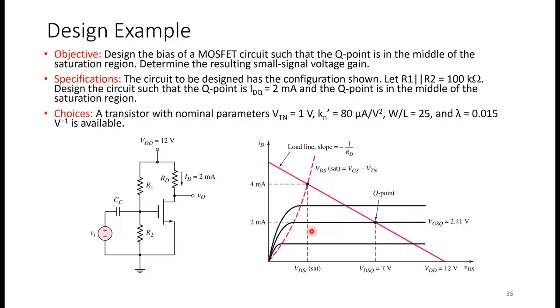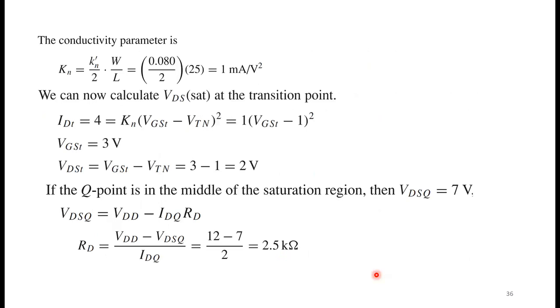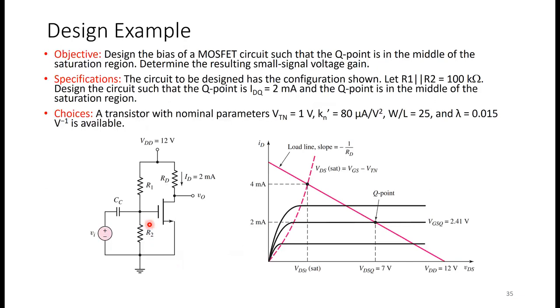So between 2 and 12 is 10 volts. Dividing 10 volts by 2 is 5 volts. Because this is 2 volts, 2 plus 5 gives the middle of the saturation region at VDSQ equals 7 volts. And if I know that VDSQ is 7, I can find the drain resistance. RD is VDD minus VDSQ divided by IDQ, by Ohm's law across RD: VDD minus VD equals ID times RD. Because VD here is actually VDSQ since S is 0, we get the value of RD to be 2.5 kilo ohm.